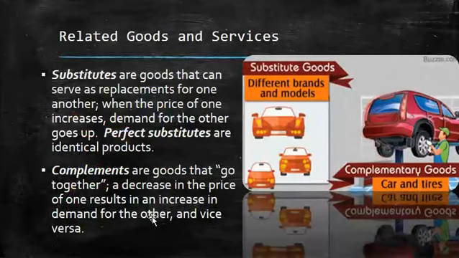Aside from normal goods, we also have substitutes and complements. What are substitutes? These are goods that can serve as replacements for one another. When the price of one increases, demand for the other goes up. Perfect substitutes are identical products. Complements are goods that go together. A decrease in the price of one results in an increase in demand for the other and vice versa. Later on, we will be discussing that. You will understand it better by using graphs.